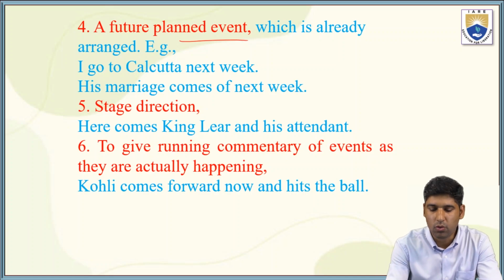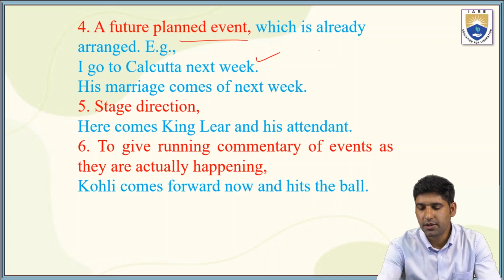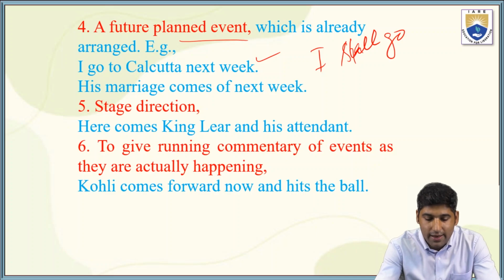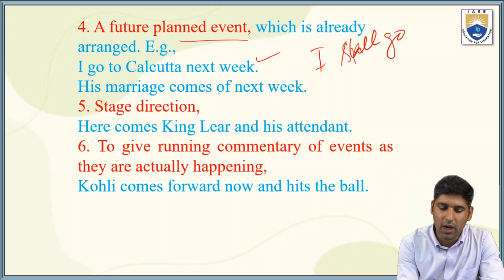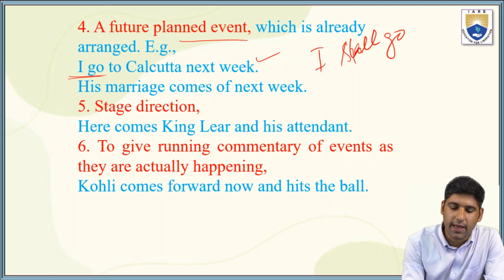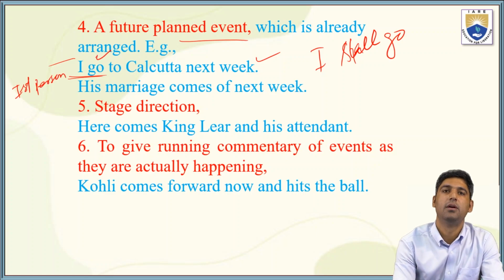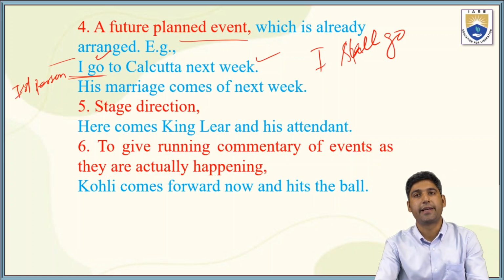See, I go to Calcutta next week. I should write, I shall go to Calcutta next week. But how can I show the future in the present indefinite? And here I would like to tell you one thing more. See here, the subject is first person. So for the first person, there is no change in verb. Verb remains unchanged. I go to Calcutta next week.